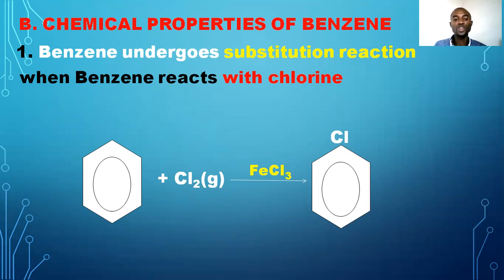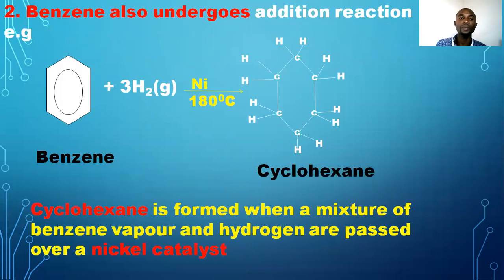Now, benzene undergoes substitution reaction with chlorine, and it undergoes it with so many elements and compounds. When it undergoes that with chlorine, we'll have chlorobenzene. That is the name. Of course, hydrogen chloride gas will also be evolved, but chlorobenzene is the major product and it's of our concern. All right, that is number 1, substitution reaction.